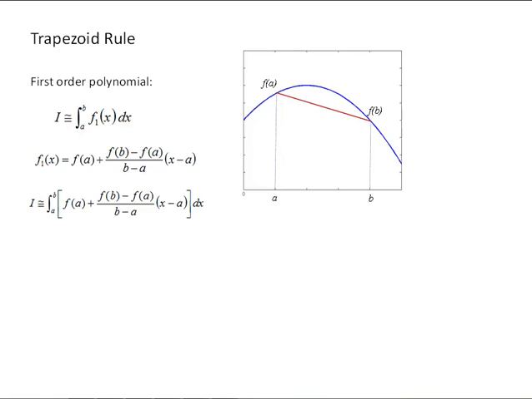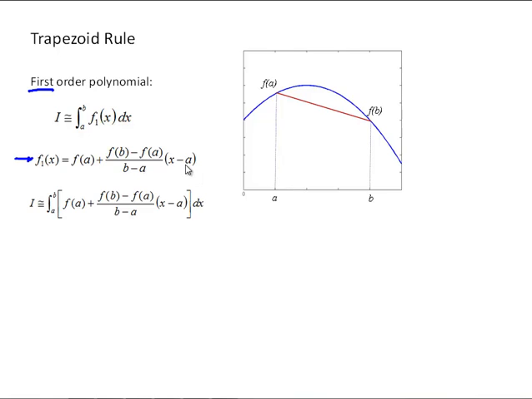So let's start with the trapezoid rule, and the trapezoid rule is what we get by taking our simplest approach and replacing the function or interpolating the data with a first order polynomial. That first order polynomial would be the equation for a line. So we have the equation for a line, f1 of x here, as f of a plus f of b minus f of a over b minus a, and all times x minus a.